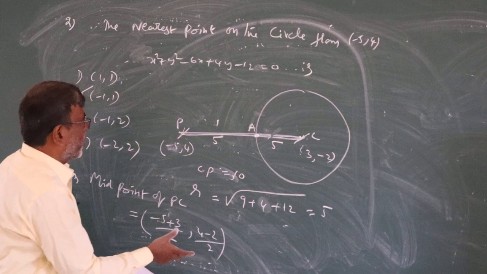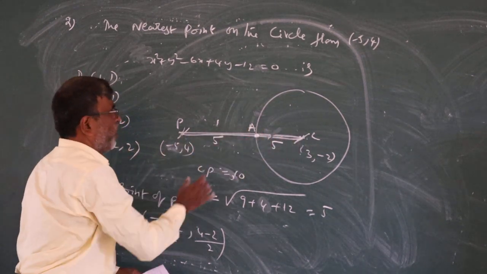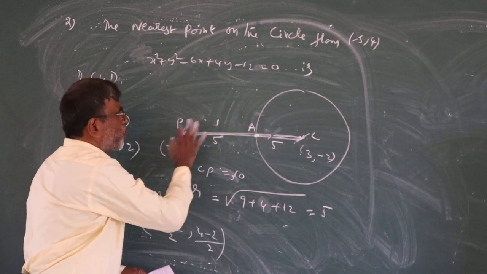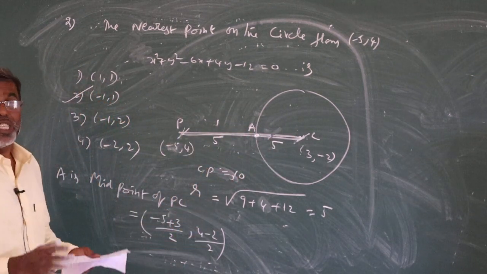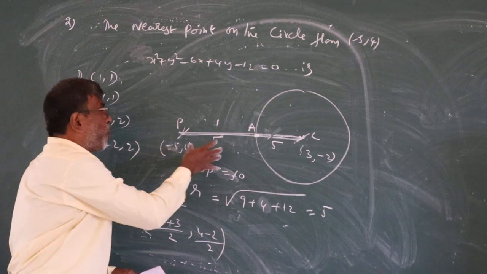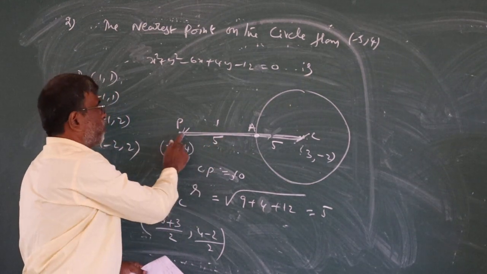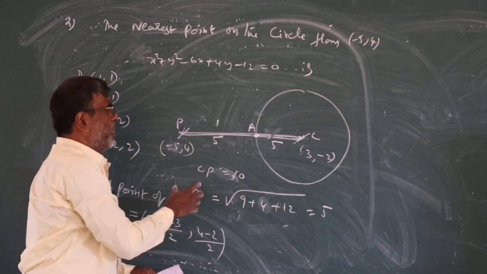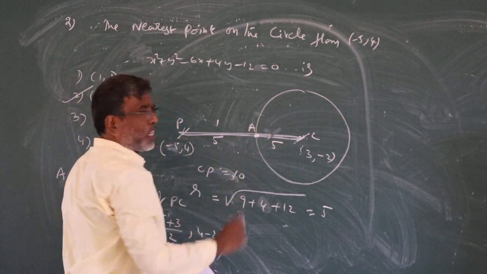So for the nearest point, we have to find CP. Subtracting the radius from this distance, we are getting 5. A becomes the midpoint of PC. So this is the way of solving the nearest point, because P, A, C are collinear points. PC is the distance from P to center C.